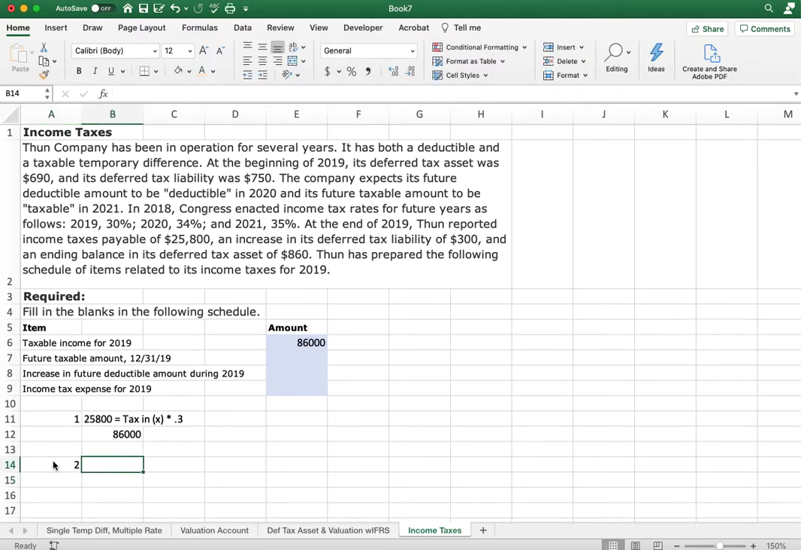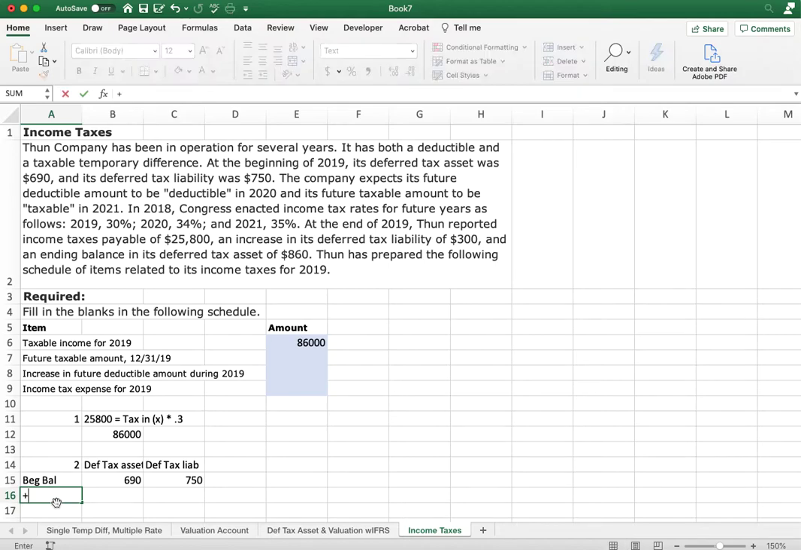Then, for part 2 and 3 really, the future taxable amount, December 31st, 2019. And so we can plug in the information we do have. We have a deferred tax asset, a deferred tax liability. For both of those, we have beginning balances. The beginning balance of a deferred tax asset was $690. The beginning balance of the deferred tax liability is $750. And then we will want to display the change, and that'll give us an ending balance.